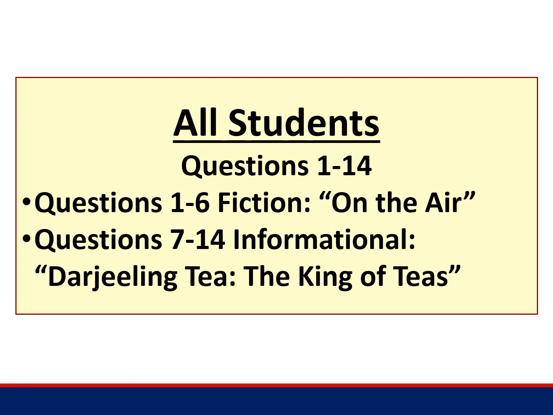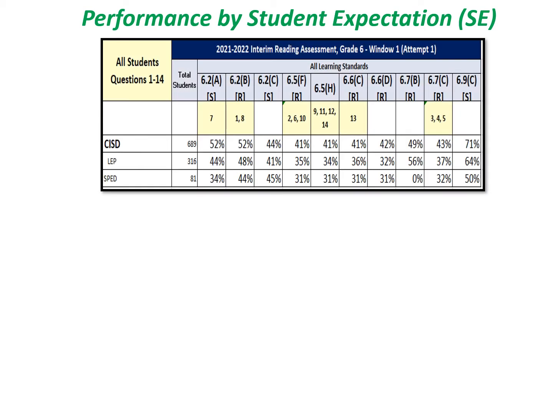And we're looking specifically for the SEs for questions 1 through 14. So we're going to look at the performance by student expectation, or SE. At the top here is the district data. Let me explain what is on this report though. When I ran the report on Eduphoria, I was given all the SEs that were tested in each of the sections: all students, low route, medium route, and high route.